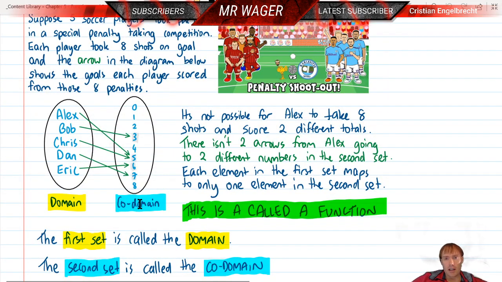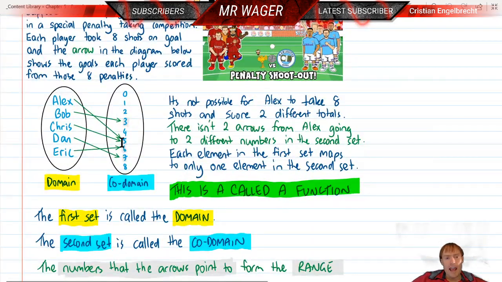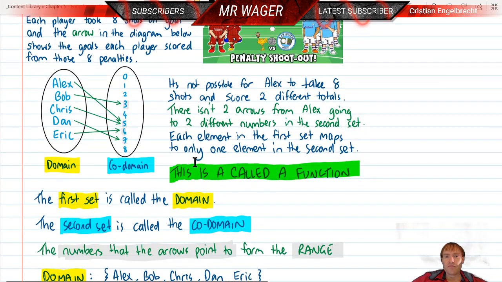And for those of you doing extension maths last year, you might not have heard of codomain before. It might be pretty new to you. But codomain is essentially all the possible numbers that these players could have got. Okay, so they could have got any scores between 0 and 8. So that's called the codomain. Finally, the numbers that the arrows point to form the range. Okay, so the range are these numbers here, the 3, the 5, the 6, and the 7. So they are all the possible scores that the soccer players got.